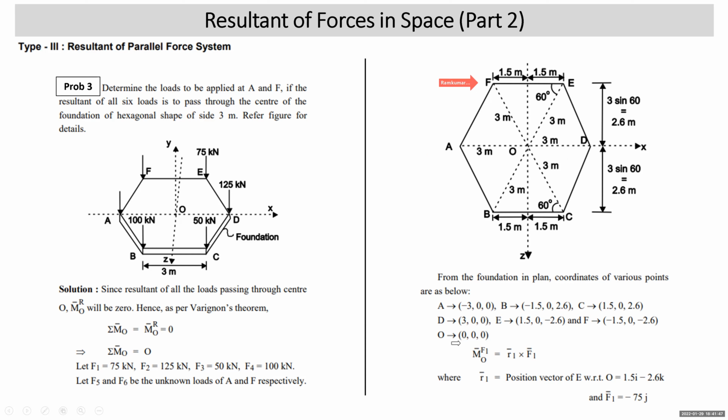Now we can write moment of F1 about O. That is R1 cross F1. R1 is nothing but the position vector of the point where this force is acting. This force is acting at point E, so this will be the position vector of E with respect to O, E minus O. Whatever is the position coordinates of point E, the same will become the position vector. E has the coordinates 1.5, 0, minus 2.6, so 1.5 i minus 2.6 k. And F1 bar is minus 75 j because it is parallel to the y-axis in the negative direction.